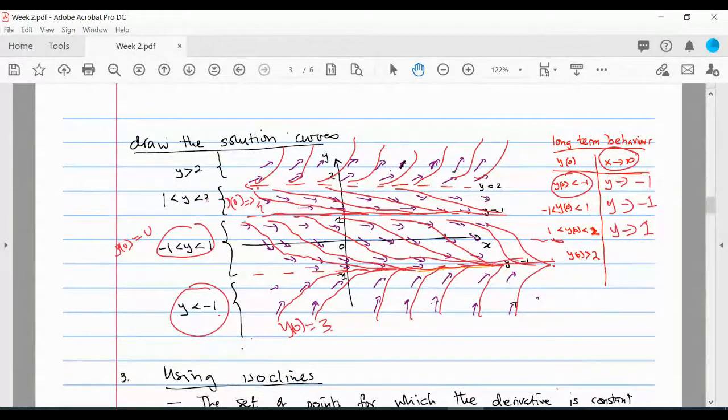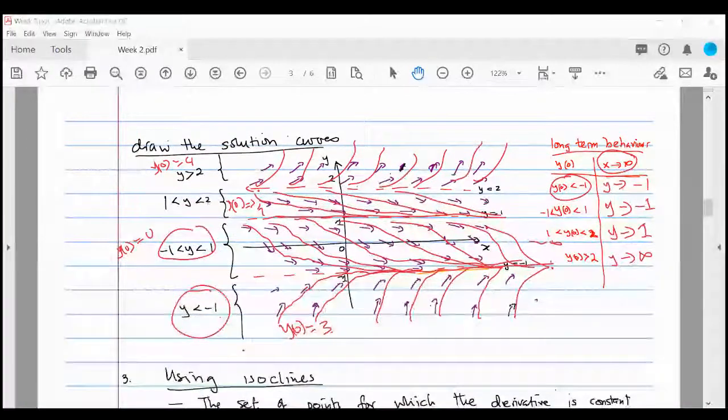And then when you look at the ones in the other region, maybe y of 0 equals 4, you then see that all solutions are going up. So in this case, y is going to approach infinity. So that's the long-term behavior of the solutions. Now, you have not found the exact solution, but you can see how much you can answer by just using the direction field.